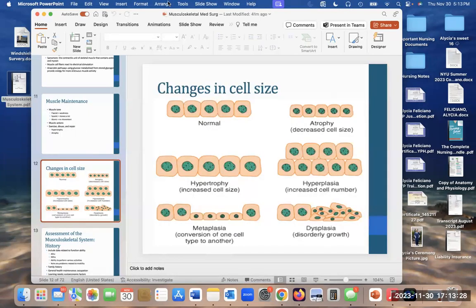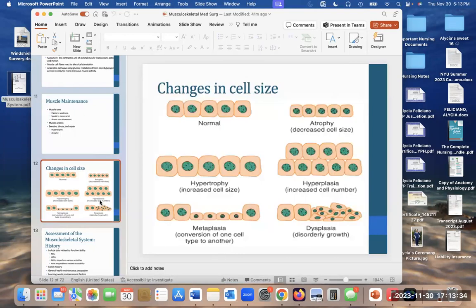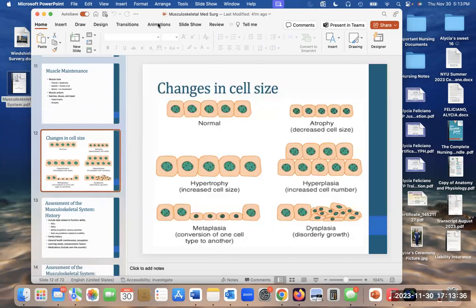Oh, sorry. We can also have problems with muscles if we use them too much or not use them at all. So here are some things that can happen in our muscle cells. Normal, same size, nothing changes. We can have hypertrophy, increased cell size. So it just gets bigger. The size, not the quantity, not how many, but the actual size expands, right?